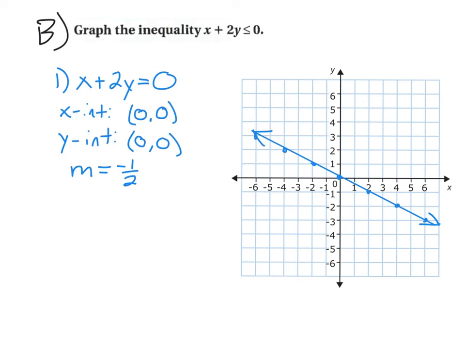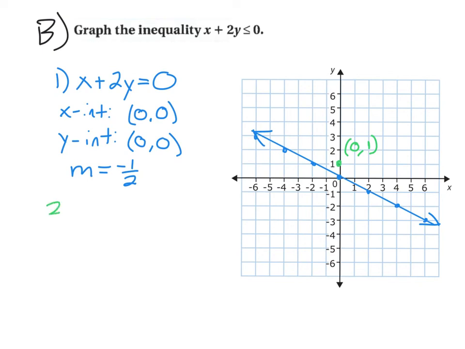And now what we need to do is pick a point that we can test. So I'm going to pick a nice, easy point. It's going to give me some easy calculations to do. So let's pick 0, 1. Right? We can pick any point we want on either side of the graph. I just want to pick a point that's going to give me easy calculations. So 0, 1.